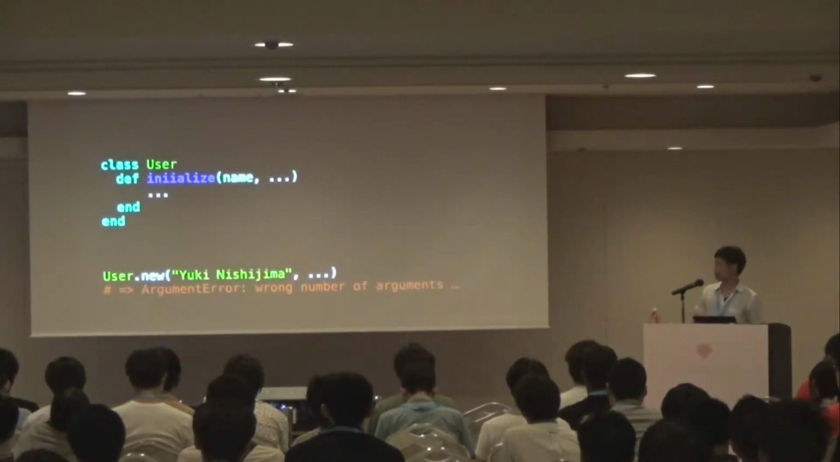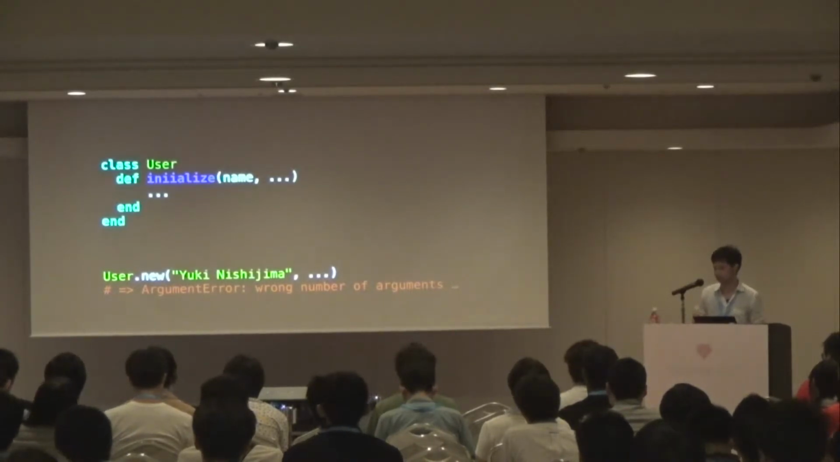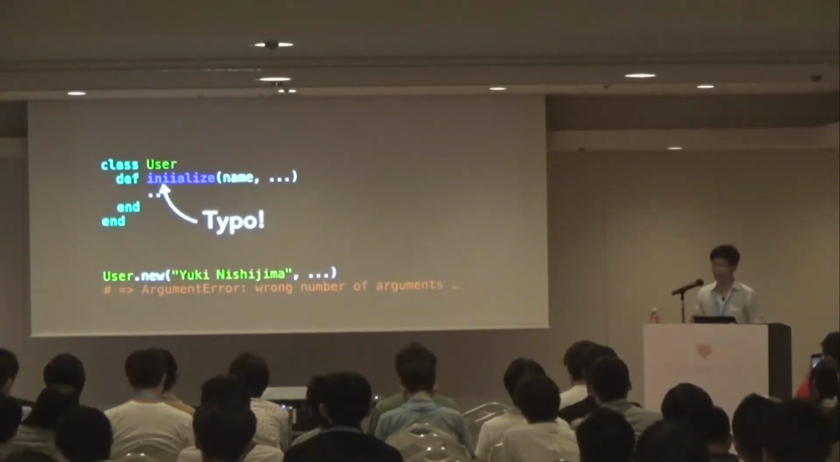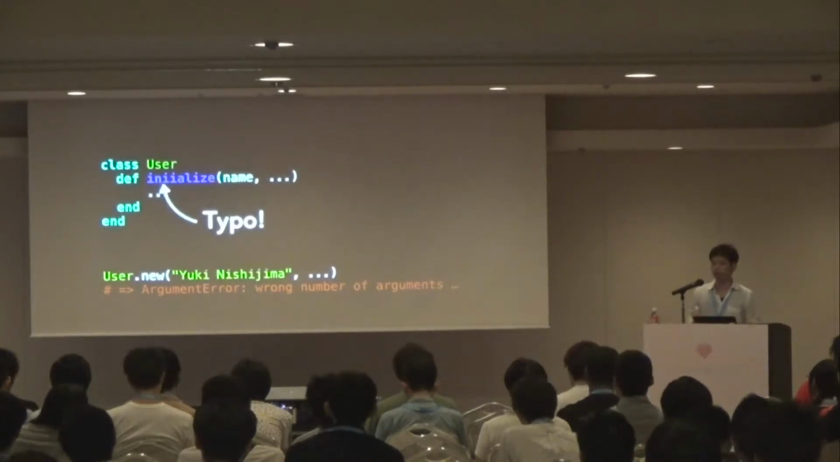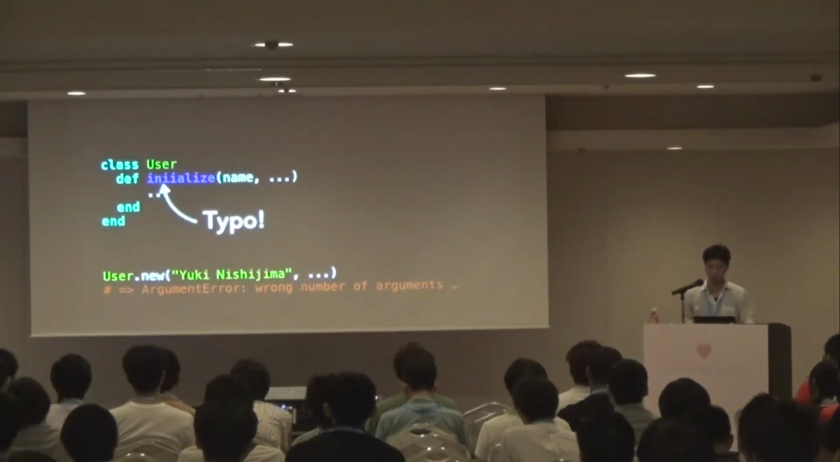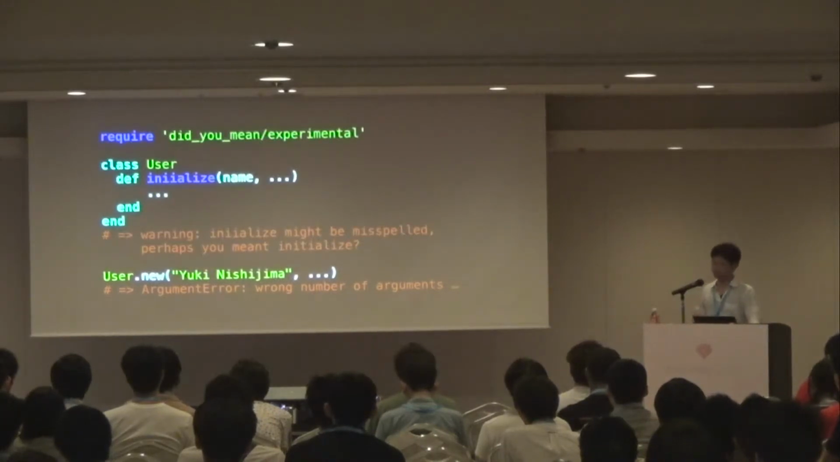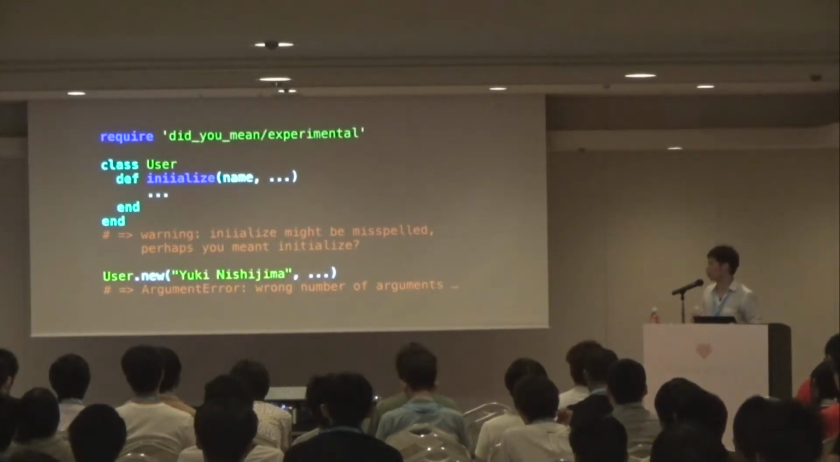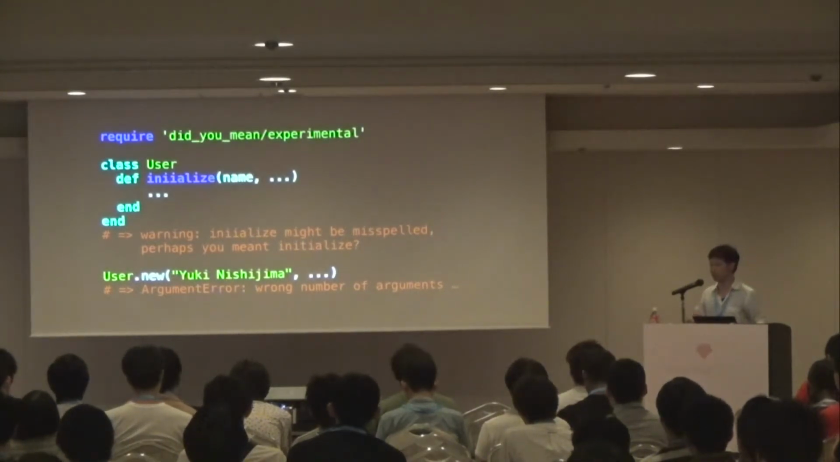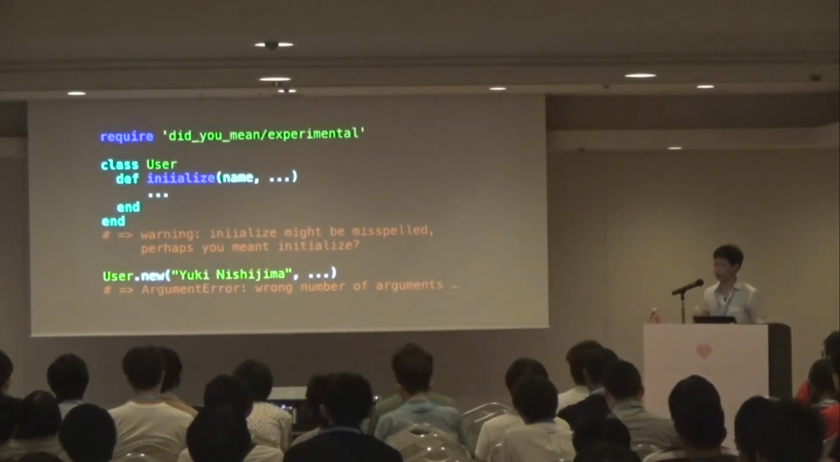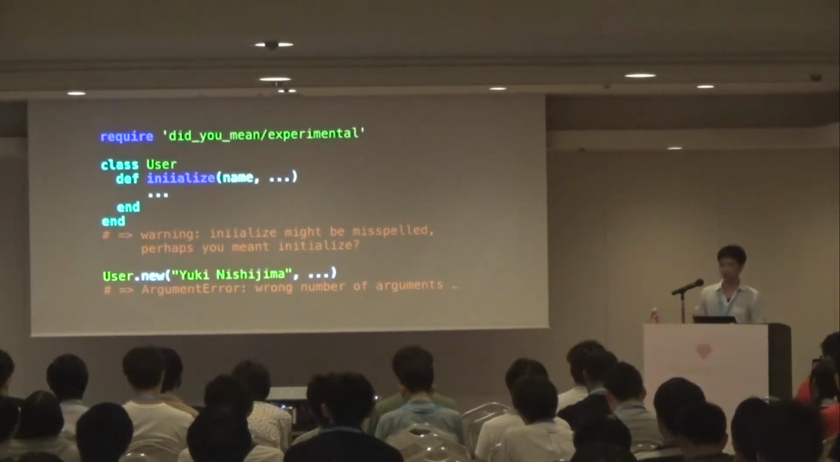Okay, so the last one. Let's say you have a User class and you have an initializer, and if you take a closer look here, there's a typo. But this is really hard to realize because Ruby is not going to give you an error, and instead it's going to give you an argument error or something. So what it does is, if the method name for the constructor is not the right one, and there's a method that is close to initialize, it's going to give you a warning saying, hey, you're trying to implement a method for the constructor, but it seems like there's a typo. Is this something that you really mean to define?